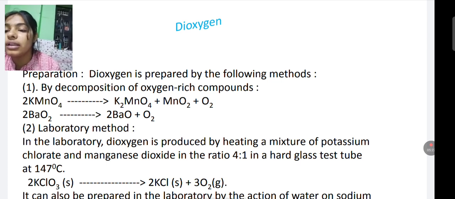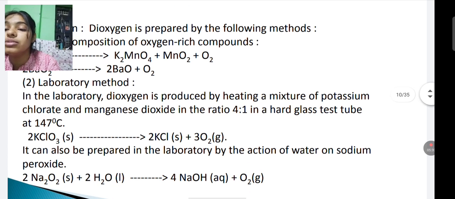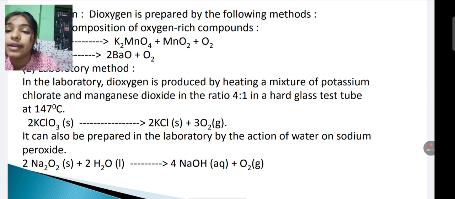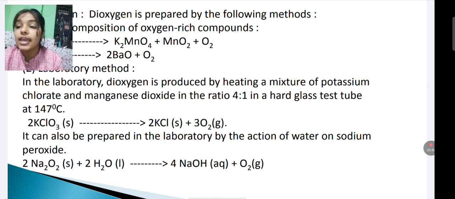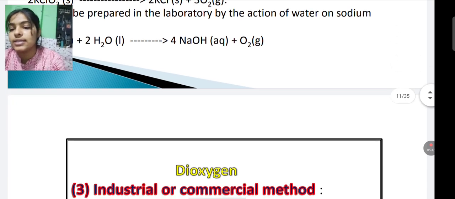Now we see another way, laboratory method. In the laboratory, dioxygen is produced by heating a mixture of potassium chlorate and manganese dioxide in the ratio of 4:1 in a hard glass test tube at 147 degrees Celsius. It can also be prepared in the laboratory by the action of water and sodium peroxide.